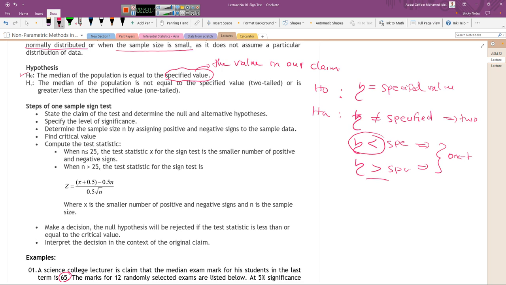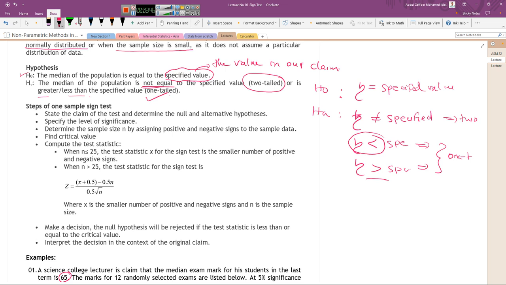When we attempt the questions, first we will write down the corresponding hypotheses and then test them. Now H1, the alternative hypothesis, says the median of the population is not equal to the specified value; in that scenario, as I told you, we take the two-tailed test. If it is greater or less than, we take our one-tailed test.